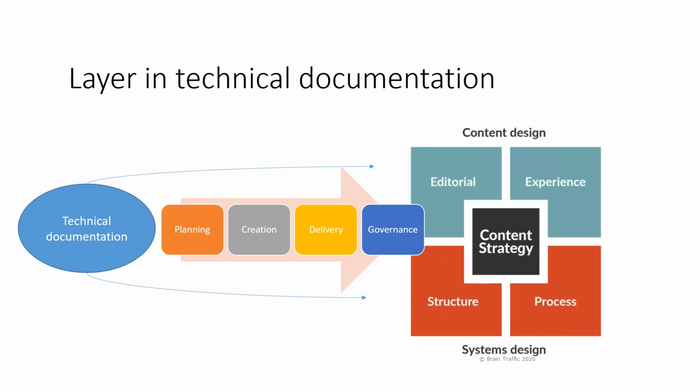When we combine those 4 steps with Brain Traffic's content strategy quad, we get a visual representation like this. And this visual representation is really helpful because it helps to explain that our best practice approach is to walk through each step in each quadrant and put them all together to create a robust content strategy.